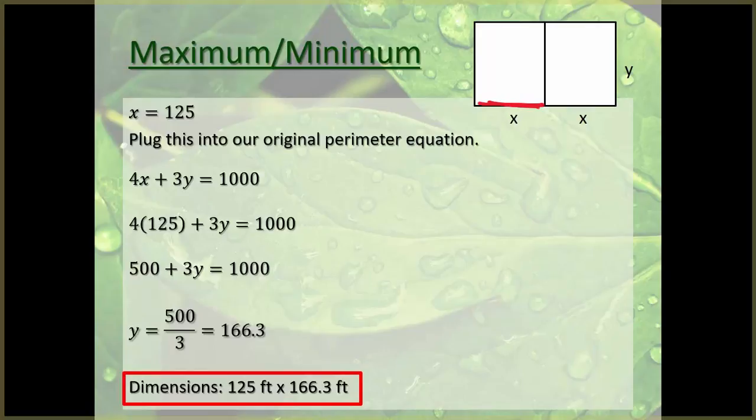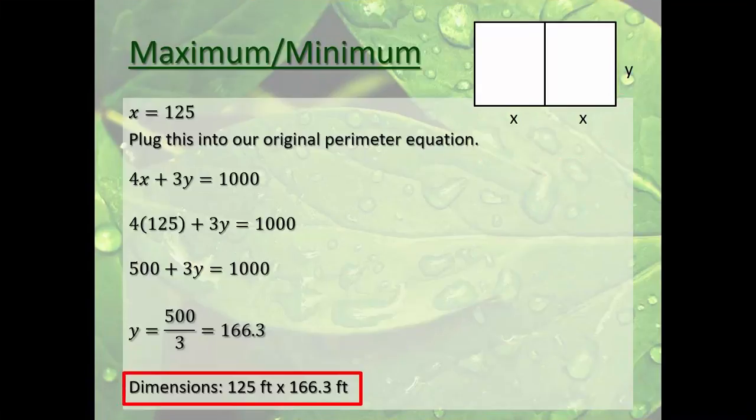Remember, this was 125. The whole thing was 250. So pay attention to how they ask the question to know whether you should say it's 250 by 166.3 or it's 125 by 166.3. Anyways, that's the basic idea. You're going to have two equations that you're working with. You're going to have to solve one of them for y, usually, plug it into the other, and use the vertex formula in order to find out where that is. That, my friends, is the end of this video. Adios.